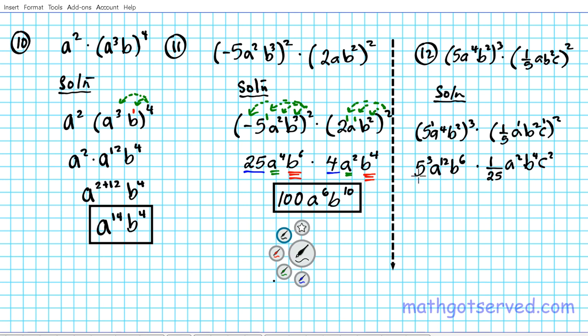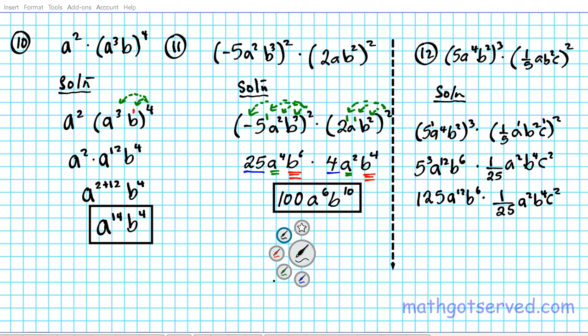Okay, now let's combine like terms. Oh wait, hold on. 5 to the 3rd power can be simplified, right? 5 to the 3rd power is 5 times 5, which is 25, times 5, which is 125. So we have 125 a to the 12, b to the 6, times 1 over 25, a squared, b to the 4th, c squared.